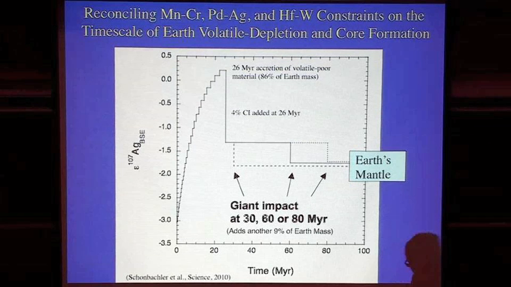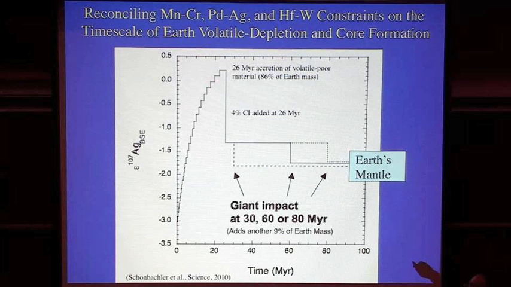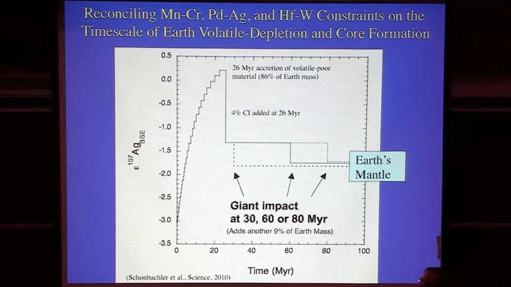Well, what you're doing here is you're adding silver. But the reason that you say you need it is to explain manganese chromium. No, you're needed to explain the silver, because if you start with a volatile depleted object, its silver isotopic composition is evolving outside of the range of the Earth's mantle. So what you need to do is to drag that point back down to the range of the Earth's mantle, and the way that you do that is by accreting a volatile rich meteorite that has a low palladium silver ratio, that has unradiogenic silver in it.